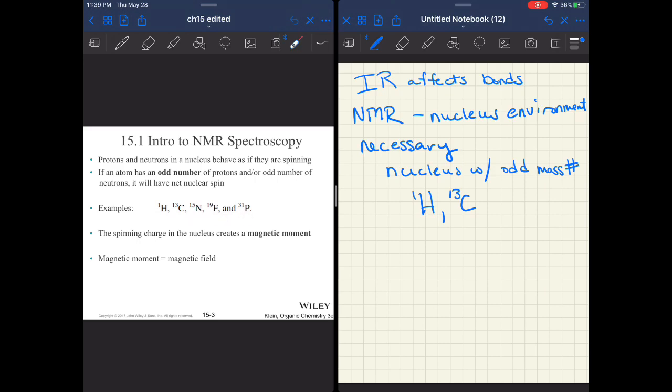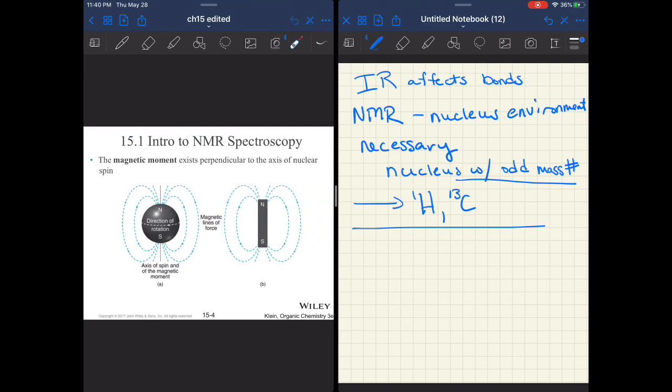Now, the reason that it has to be odd is because when you spin this odd nucleus, it creates a magnetic moment, and this magnetic moment is critical for the experiment to work. A magnetic moment also just really means a magnetic field. We are going to manipulate or exploit that magnetic field in this experiment. What you need to take away from this right now is that these are the two nuclei that we're going to study, and only nuclei with an odd mass number can be studied in this way.